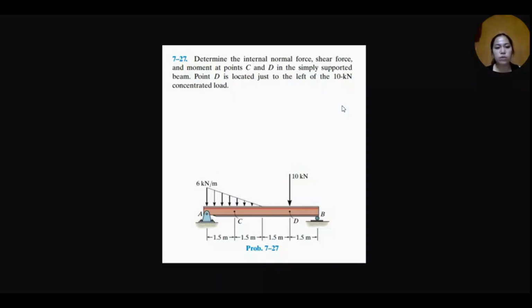To show you how to solve an exercise by using a tool called PermaLearn. So we have exercise on chapter 7 and exercise number 27. They want us to determine the internal normal force, shear force, and moment at the points C and D in the simply supported beam. For point D, it's located just to the left of the 10 kN concentrated load, so we can see it here.